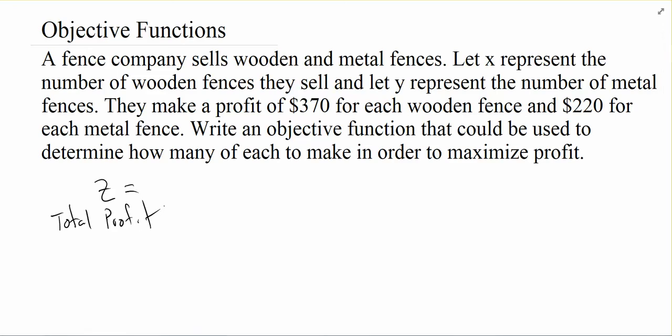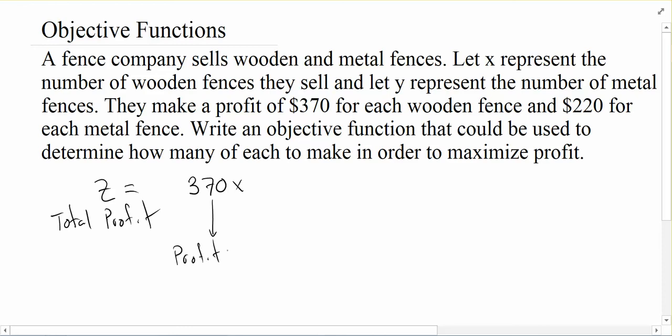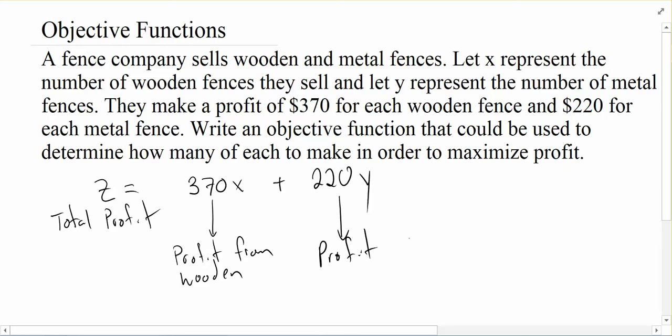And if X is the number of wooden fences, and we're making $370 for each of those, then we're going to have 370X. This is going to be our profit from wooden fences. And then if we look over at the metal fences, we'd want to add in the 220 times Y of those. That's going to be our profit for the metal fences. If we add those together, that's our total profit. And this is going to be what we call the objective function.